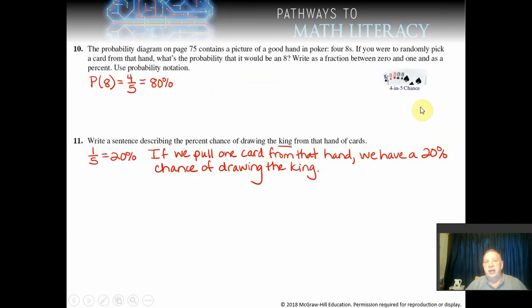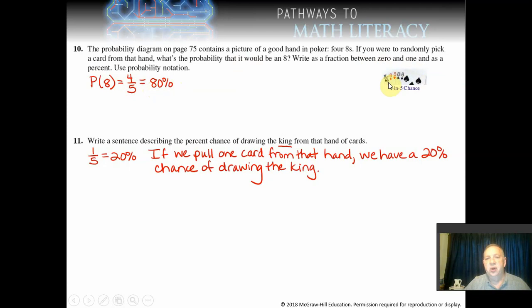Here's that poker hand again. The probability diagram contains a picture of a good hand of poker, 4 eights. If you were to randomly pick a card from the hand, what's the probability that it would be an 8? So out of these, I reach in there and grab one. There's 4 ways that I could come up with an 8, but there's 5 cards. So here's the 4 out of 5 for the 8. That's 0.8, or 80%.